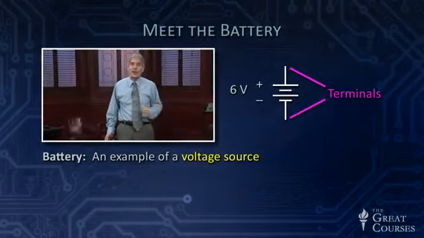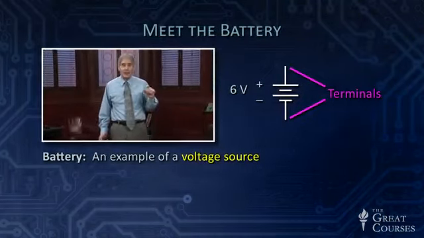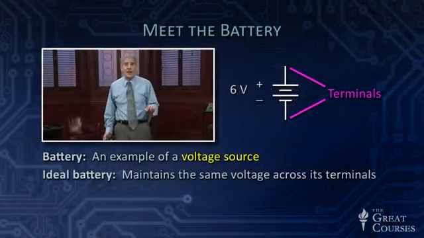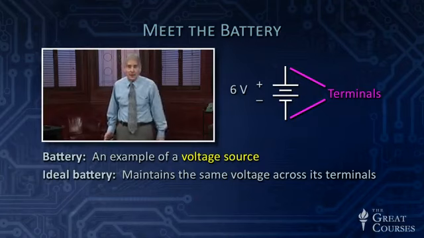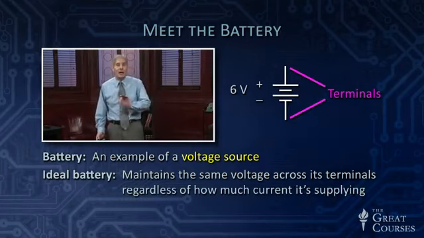It converts chemical energy into electrical energy, and it produces, in principle, if it's ideal, exactly the same voltage across its terminals. In the case of this one I'm showing, that would be 6 volts, regardless of how much current it's supplying. Now that turns out to be an impossibility. If we could have an ideal battery, we would have solved all the world's energy problems. I'll talk a little bit more about that later, but that would be an ideal battery.